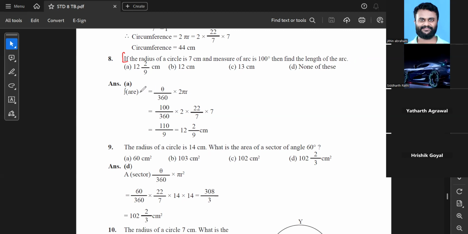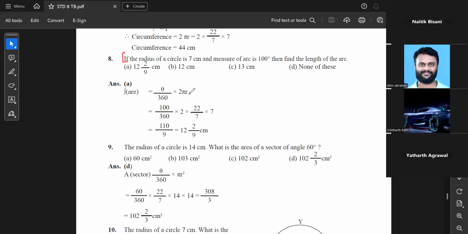Now the length of the arc, we know it is theta upon 360 multiplied by 2 pi r. Theta's value they have given us 100. R's value they have given us 7. And pi, you know it is 22 by 7. You simply substitute the values and cancel wherever possible. Like 0 can be cancelled over here. फोल्ड अगर करेंगे तो यहाँ पर 9 बचेगा. So what you're left with is basically 110 divided by 9, which is 12 and 2 by 9.